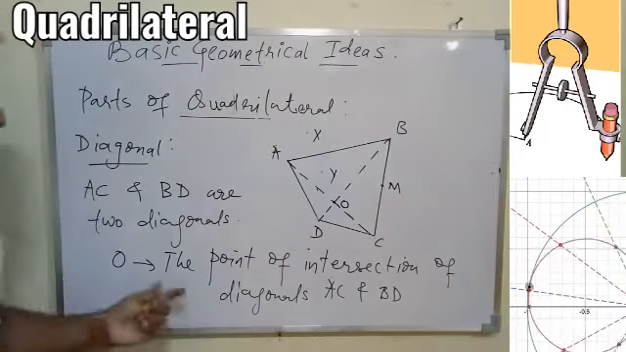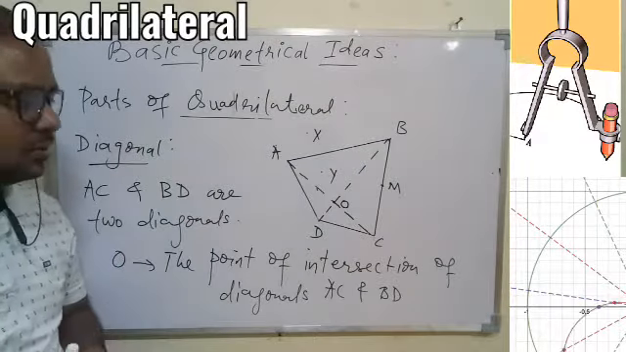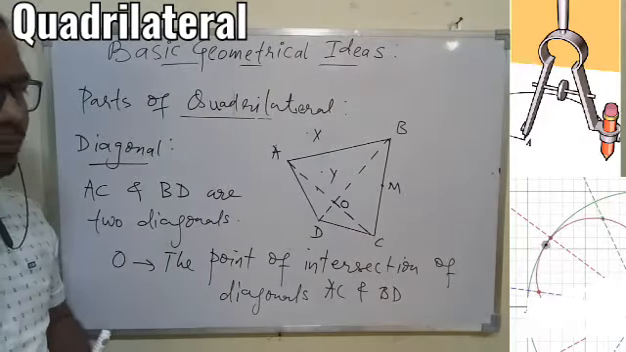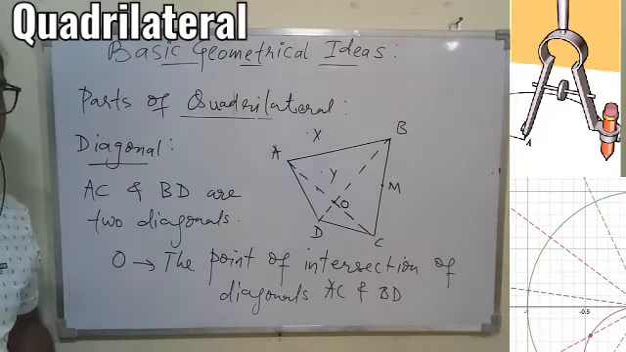So we can say the point O, which is the point of intersection of two different diagonals, is also within the quadrilateral, that is, it is an interior point. So I hope you understood this much, and that is all we should know about quadrilateral in class 6.